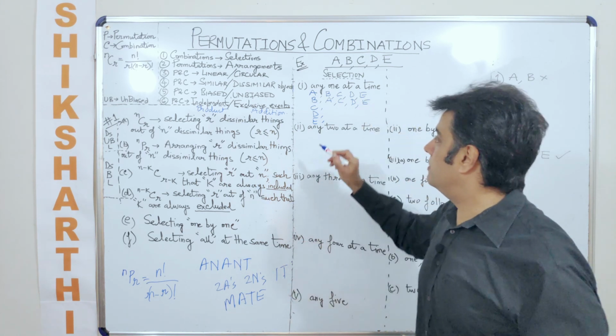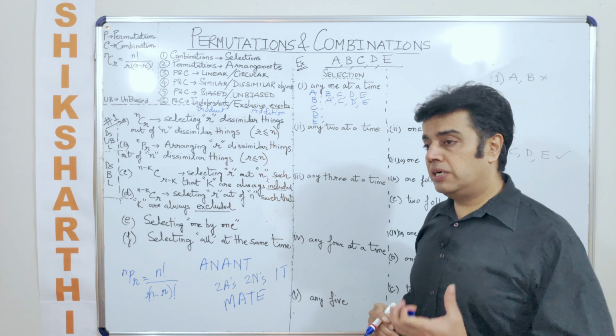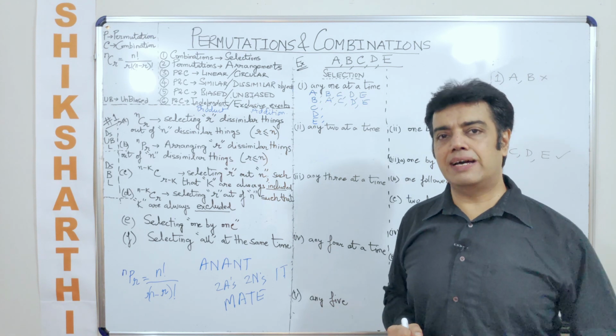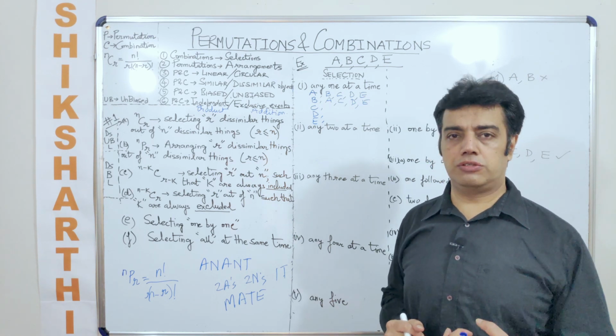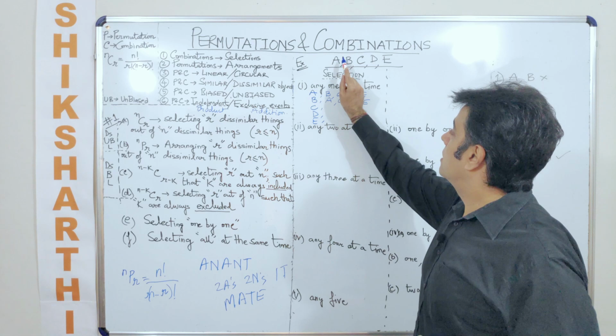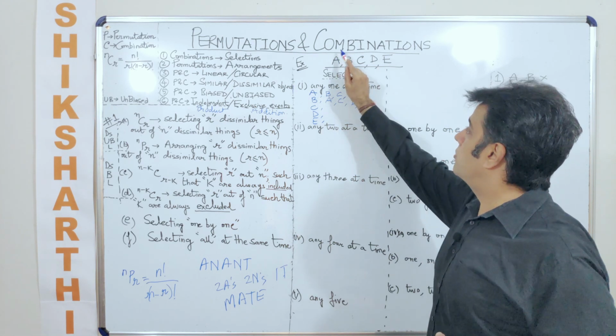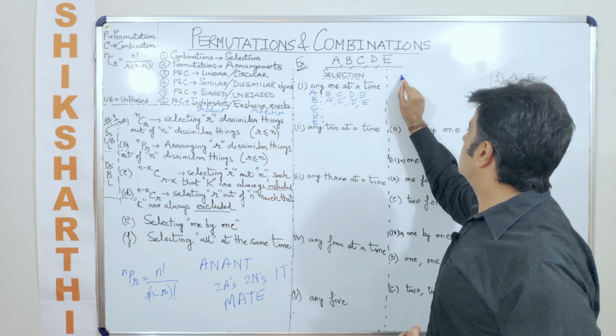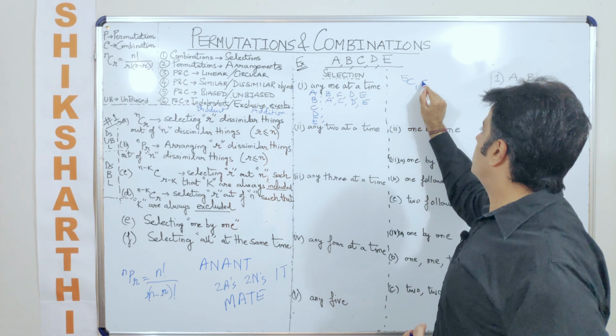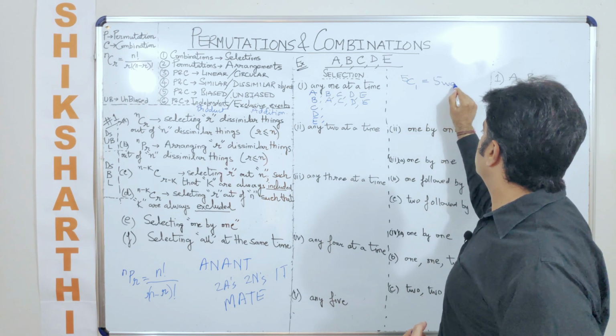Okay, so now when we are selecting, the word unordered will always come as a synonym for the word selection. So when you are selecting any one item out of these 5 items, the selection will happen as 5C1, which is 5 ways.